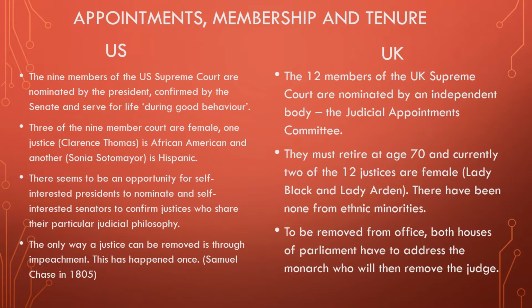And finally, the only way a justice can be removed is through impeachment. And this has happened once with Samuel Chase in 1805. That's the only way. They can retire, they can choose themselves to step down, but generally the only way to get out of the US Supreme Court is by dying. And so therefore this cements their tenure and means that the justices on the Supreme Court can act with independence, because they can't face retribution from the President or from Congress if they don't agree with what they did.